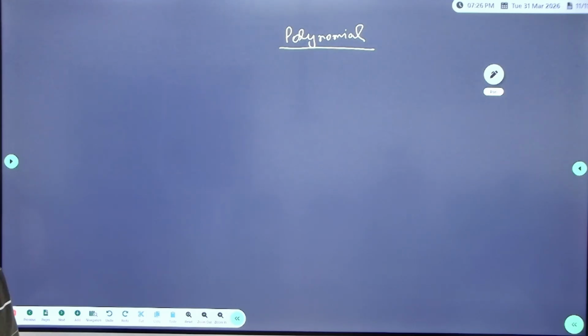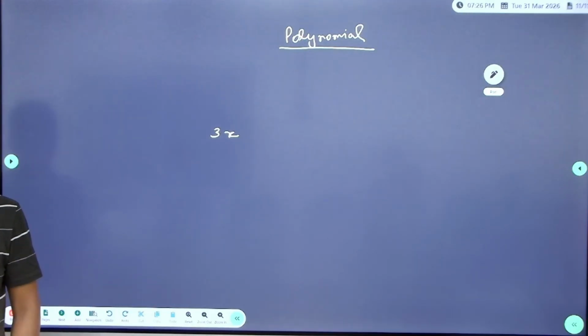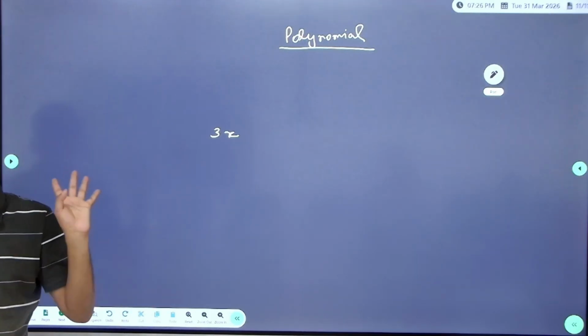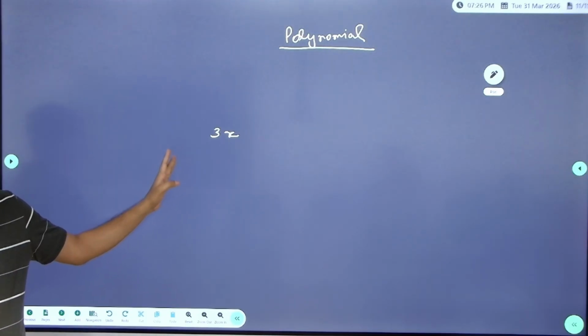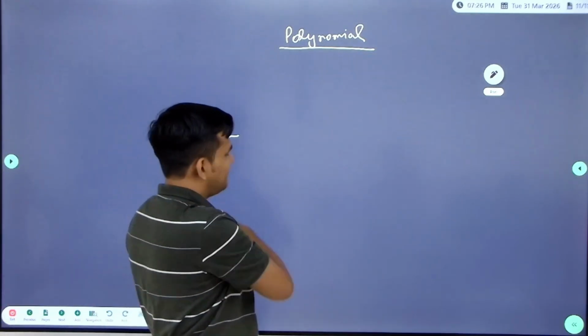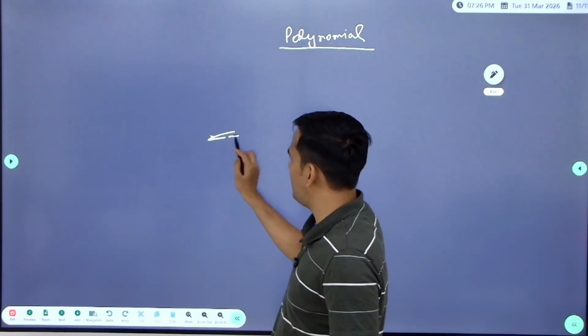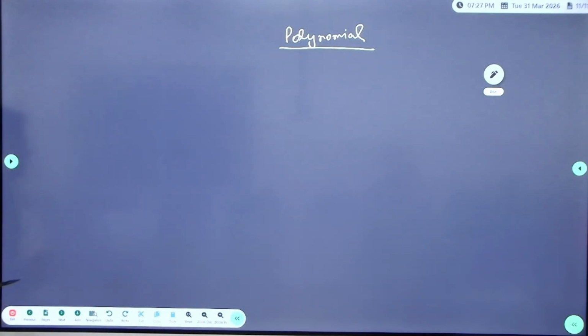Expression with more than 3 terms. So this is not a polynomial. This expression is having only one term. This is not a polynomial. No, this is a polynomial also. This is a polynomial.